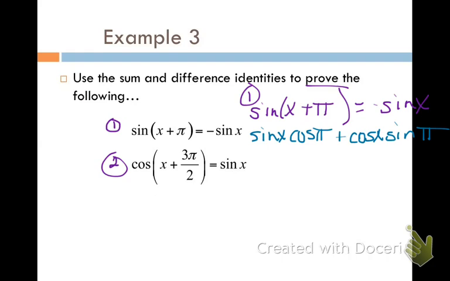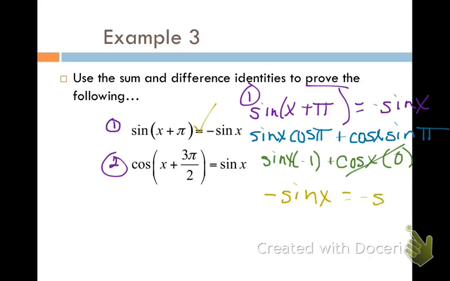This doesn't look helpful at first because we can't evaluate the sine of x, but we can evaluate the cosine of pi. The cosine of pi is negative 1. And similarly, over on this side, we don't know what cosine of x is, but the sine of pi is 0. So this term cancels out, and we're left with negative sine of x, which shows that the two sides of the equation balance. Therefore, we've proven the identity. You should jot that down because I'm about to erase the slide.